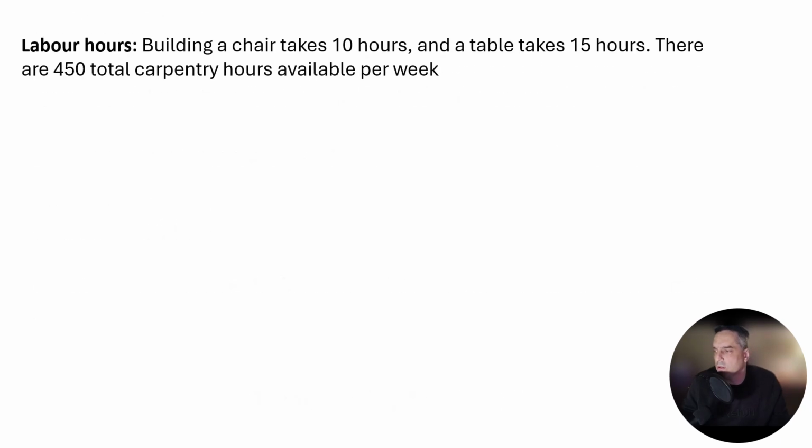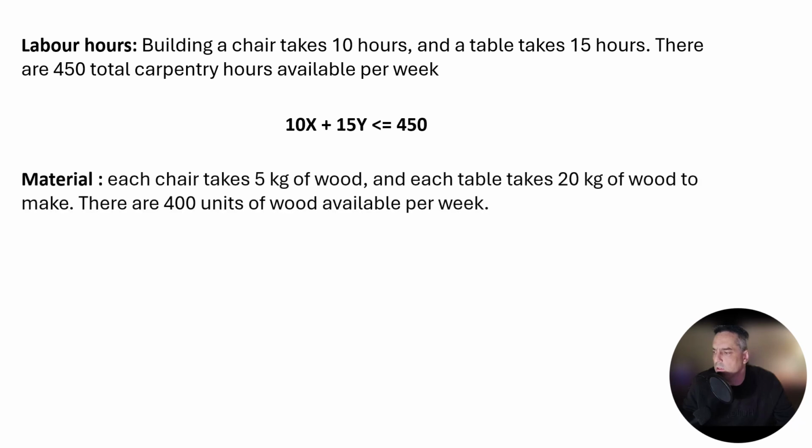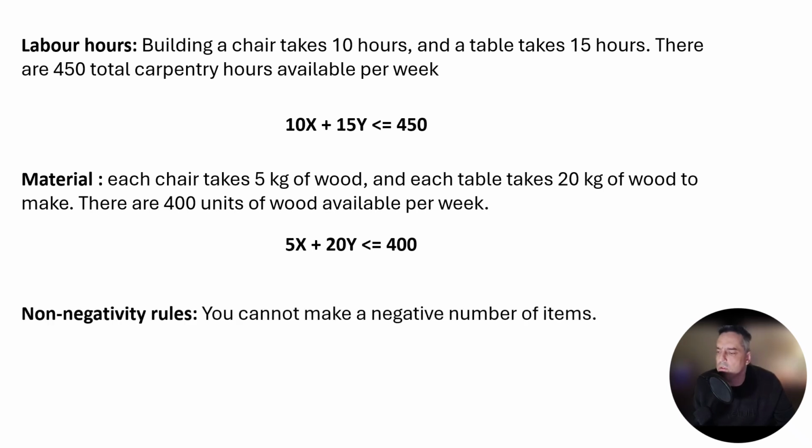So let's look at labor hours. Building a chair takes 10 hours and a table takes 15 hours. There are a total of 450 carpentry hours available per week. So that's 10x plus 15y is less than or equal to 450. Then material: each chair takes 15 kilograms of wood and each table takes 20 kilograms of wood to make. There are 400 units of wood available per week. So the constraint there is 5x plus 20y is less than or equal to 400. Then non-negativity rules: you cannot make negative numbers of items, so x must be greater than or equal to 0, and y must be greater than or equal to 0.